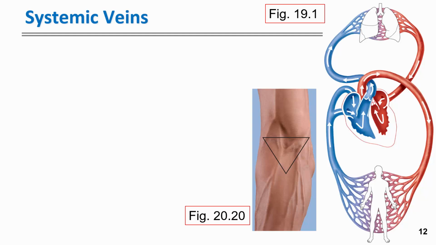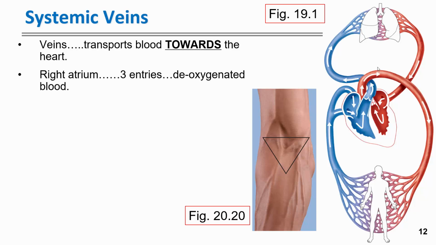In this video, we're going to cover the veins of the body, with the focus mainly on the systemic veins. Veins are defined as those vessels that transport blood towards the heart. And when that blood gets transported towards the heart, it goes to both the right atrium and the left atrium.